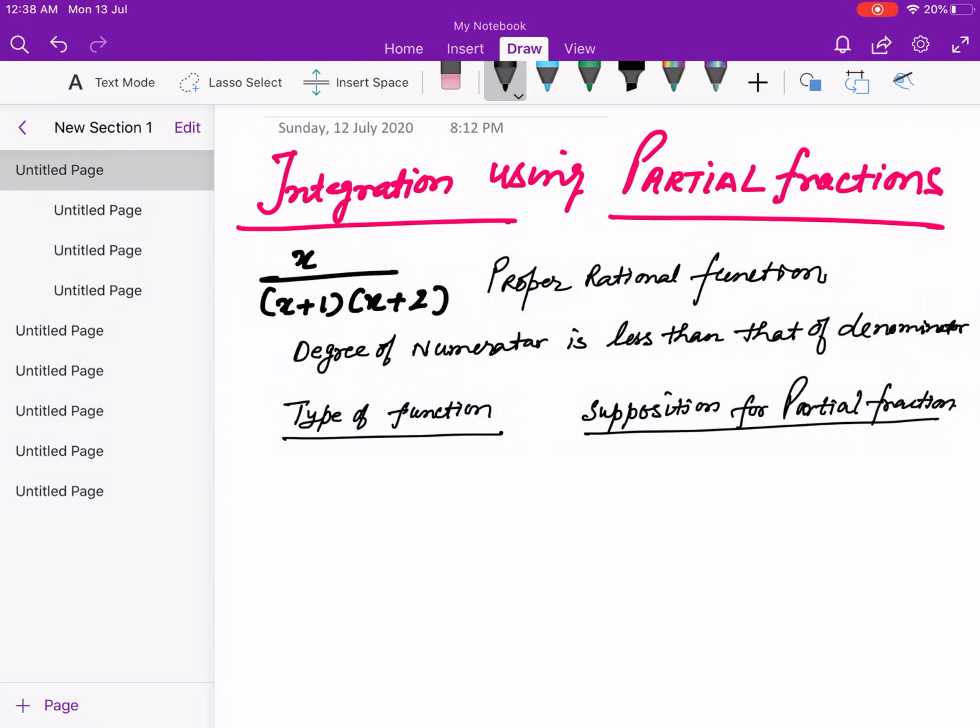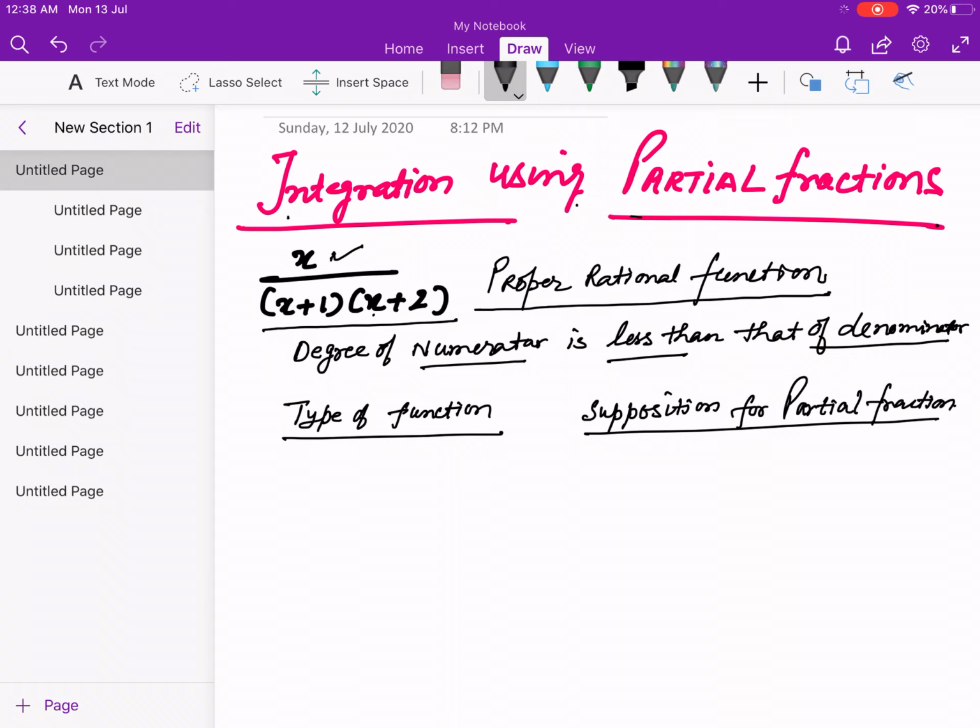Today we'll study integration using partial fractions. Before doing partial fractions, you should understand what a proper rational function is. The numerator is a polynomial, the denominator is a polynomial, and if the degree of the numerator is less than that of the denominator, then this is a proper rational function. Now we can do the partial fraction for it.